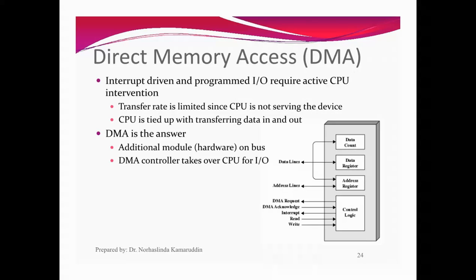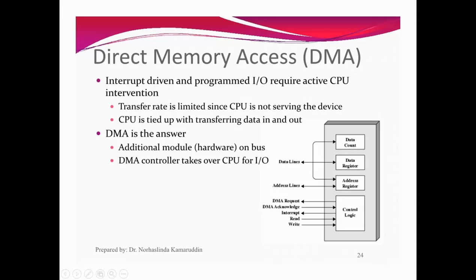Alright, so this is basically the DMA structure. The DMA has its own control logic. It has a DMA request and an acknowledge. The DMA is also interrupt driven, but it is handled directly by the DMA controller. So it has a control logic, an interrupt, and read and write to or from the devices, and then it has an address register, a data register and a data count.